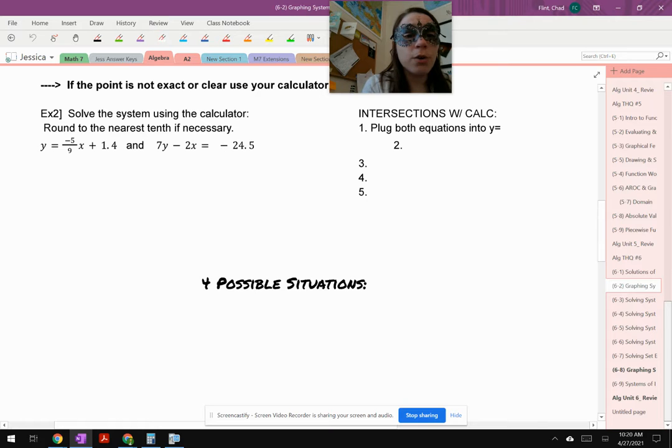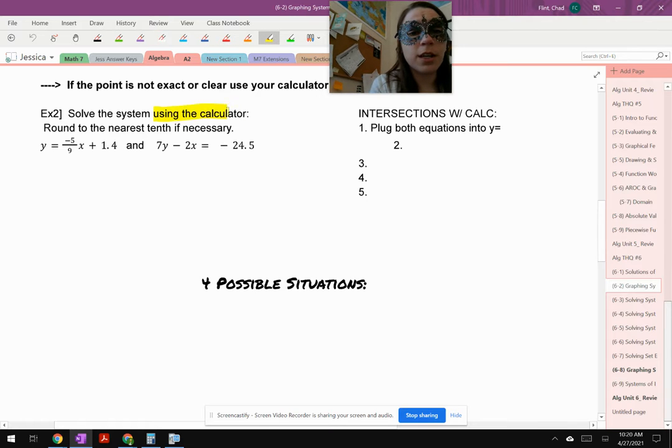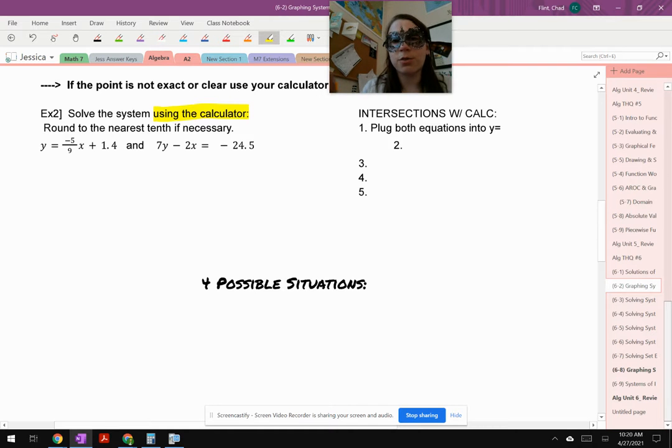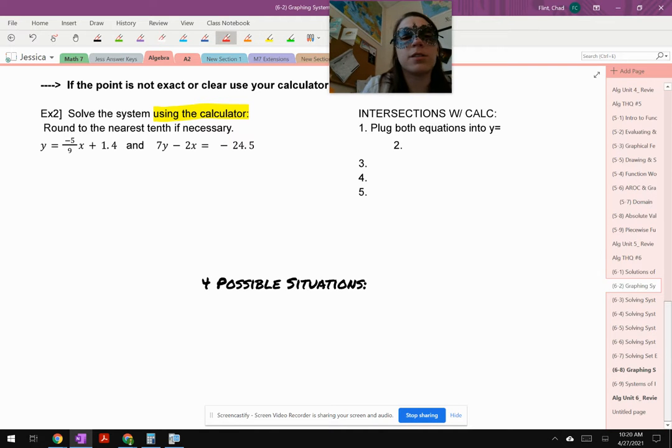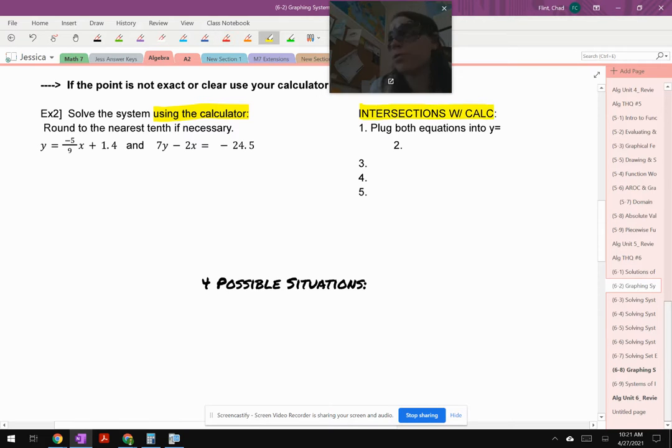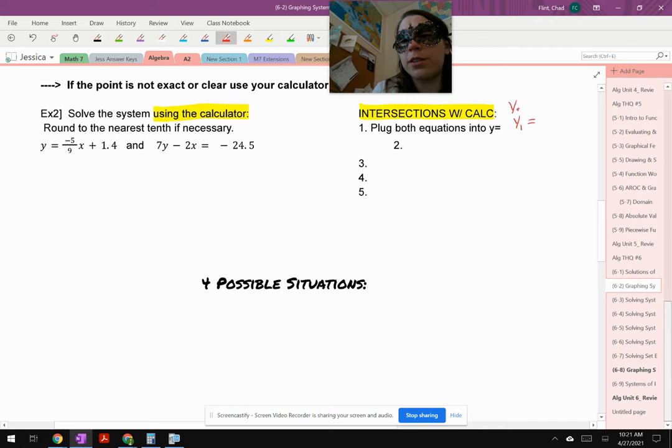So solve the system using the calculator. I'll very rarely ask you or force you to use the calculator, but I still need you to know how to do it because it's a very useful tool. So intersection with the calculator, we're going to go through all the steps right here. First step, plug both equations into y equals. You're going to plug one into y1, and then you'll plug another one into y2.